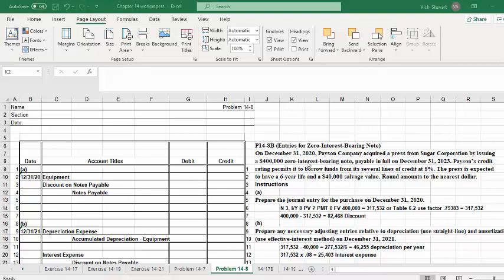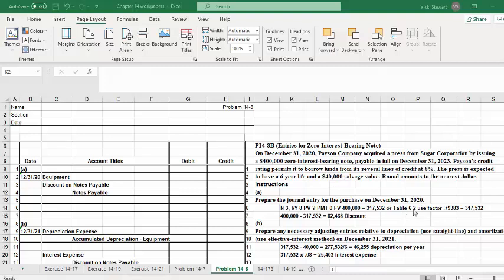So since this is a zero interest-bearing note, we will have to determine what the present value of the note is to record that as the value of the equipment. The note is for 3 years. The interest rate would be 8% since that's what Payson normally pays for its several lines of credit.